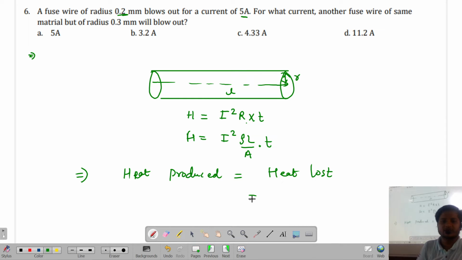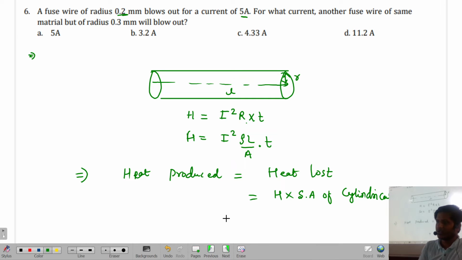So let's suppose the heat loss is H, but the heat loss will happen from where? It will happen from the surface of the cylindrical fuse wire, or not? Tell me yes or no. So heat into what do you have to multiply? The surface area of the cylindrical wire. So heat into the surface area of the cylindrical wire. It is a little bit of a logical question. Not a simple question. You have to think about these kinds of questions a little bit. Got it or not?